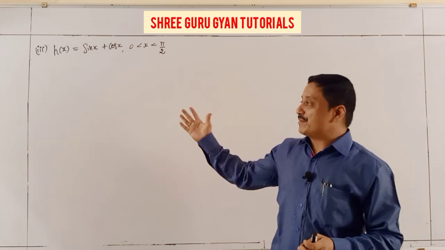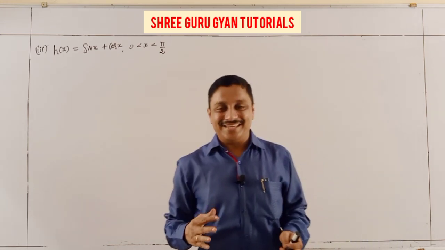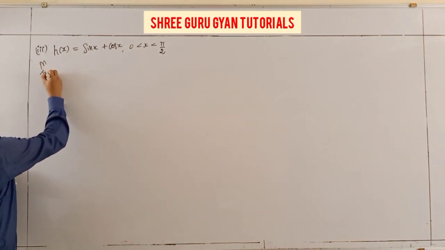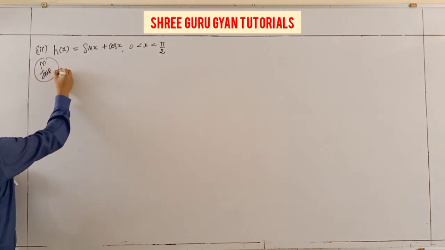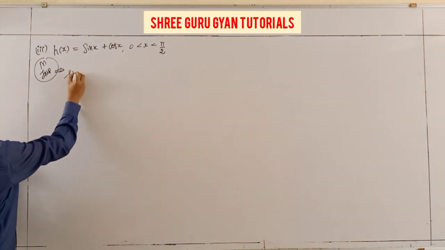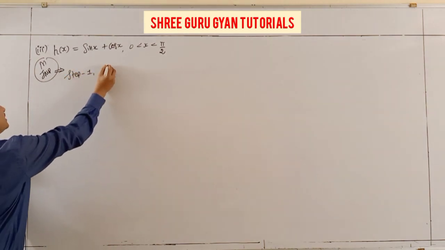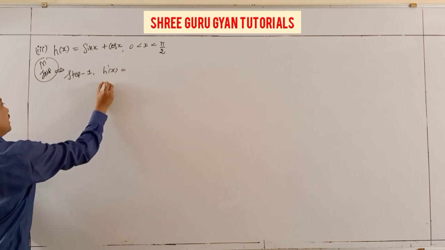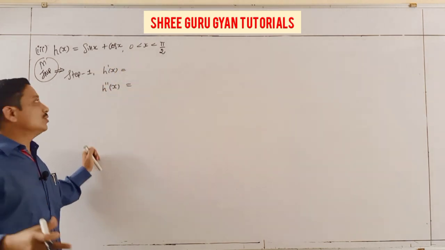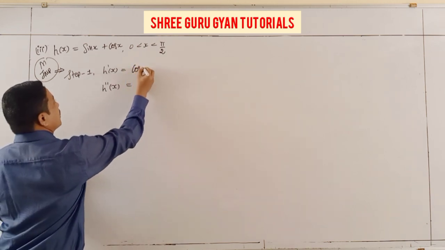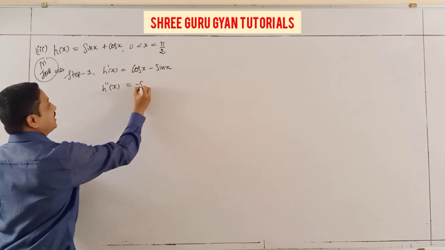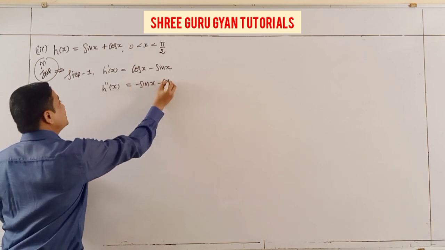Now students, time coming to important questions. These are most important questions, already asked in exams. h(x) is sin plus cos in the interval 0 to pi by 2. Students, the method is same. Step 1: h dash x and h double dash x. Two derivatives must be done. The derivative of sin is cos and of cos is minus sin. Second derivative: minus sin and minus cos.